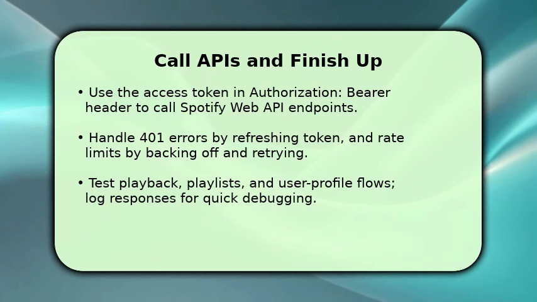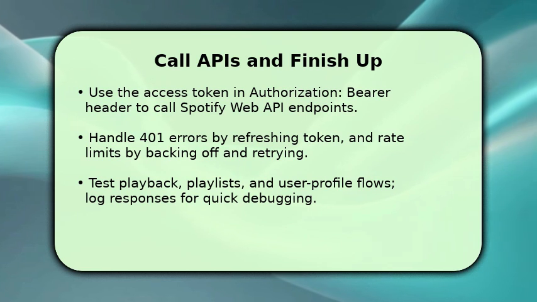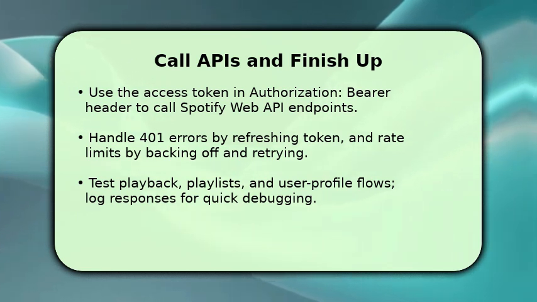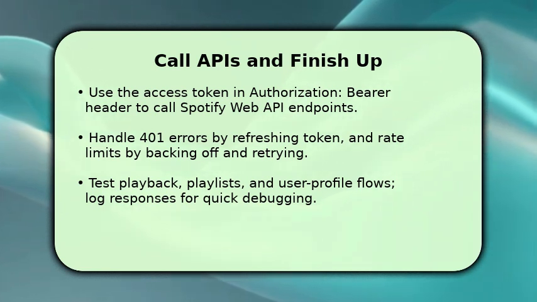Finally, integrate API calls. Attach authorization: Bearer access token to fetch user profile, playlists, or control playback endpoints. When you receive 401 responses, refresh the token automatically and retry once.